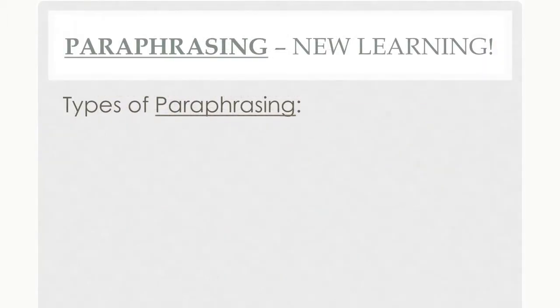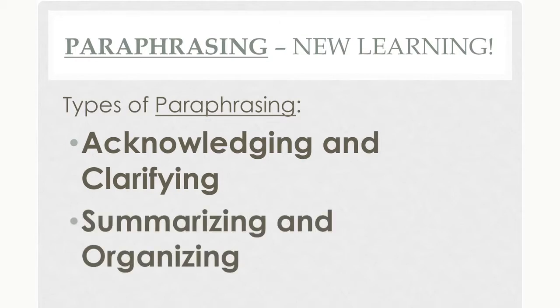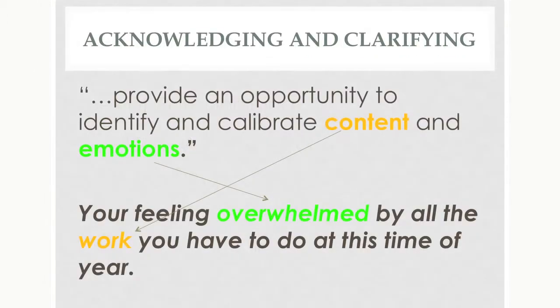Now, in our new learning with paraphrasing, we're going to look at some more types of paraphrasing: acknowledging and clarifying, and summarizing and organizing. In acknowledging and clarifying, we are providing an opportunity to identify and calibrate the content and emotions of what they are saying. So an example of this would be, you are feeling overwhelmed, which is the emotion, by all the work, which is the content, you have to do at this time of year.